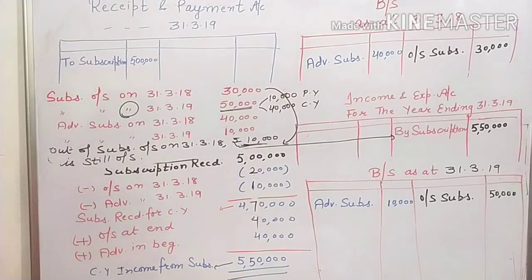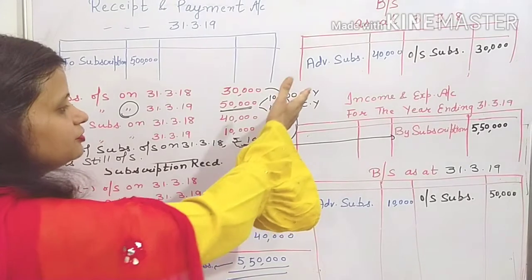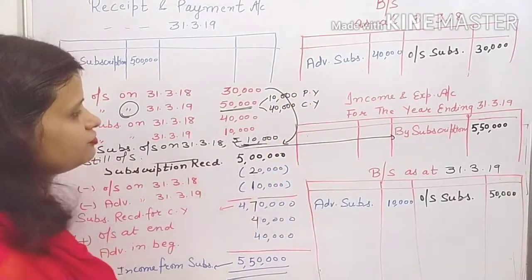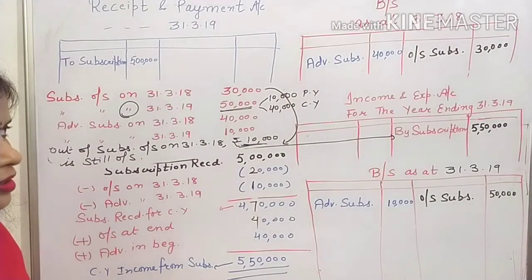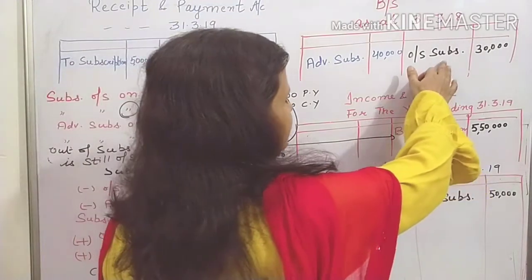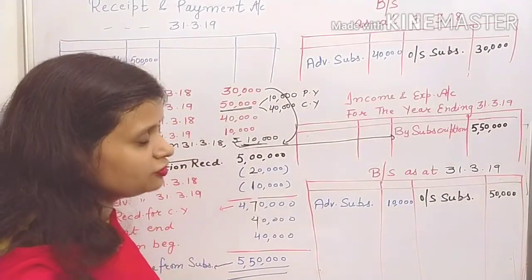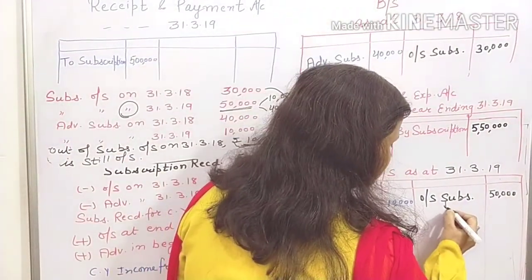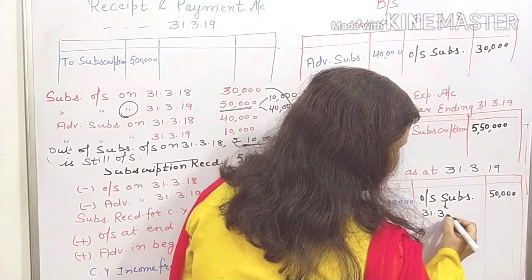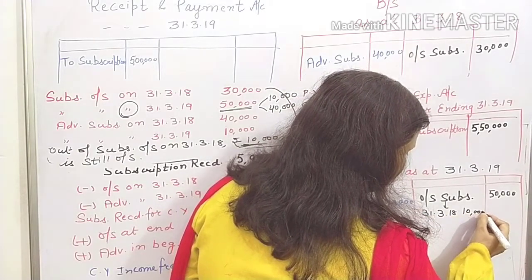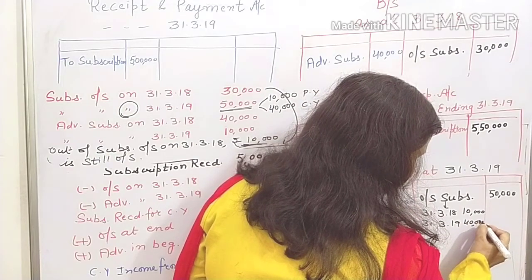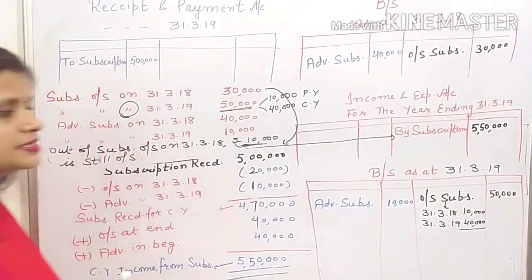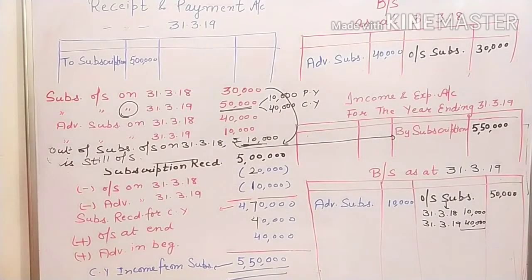This is how you can solve. And here, what will be the difference in the balance sheet? There will be no difference because in balance sheet you have to show total amount outstanding. Total outstanding in the beginning 30,000, total outstanding at the end 50,000. You can show here the demarcation: 31st March 2018 10,000 and for 31st March 2019 it is 40,000. This is how you can calculate subscription income.